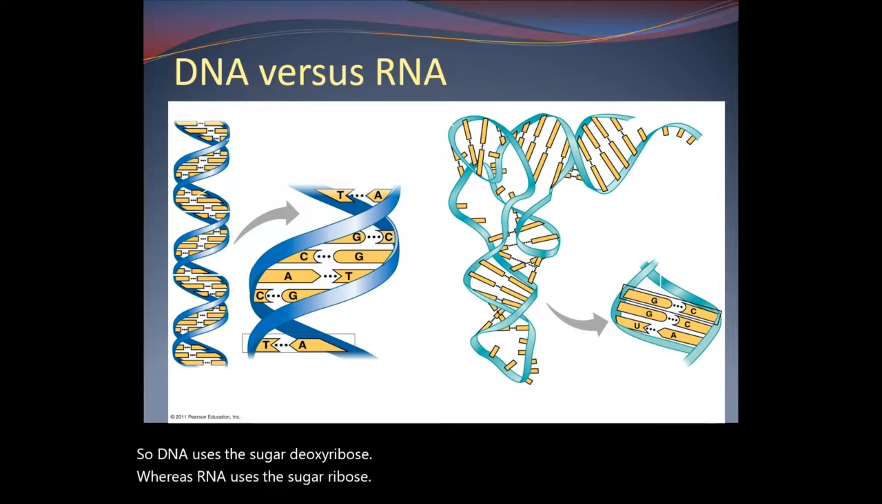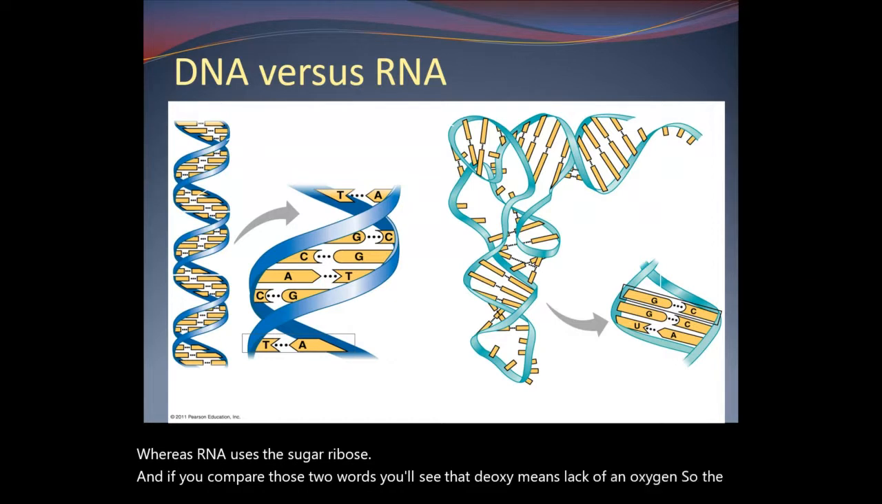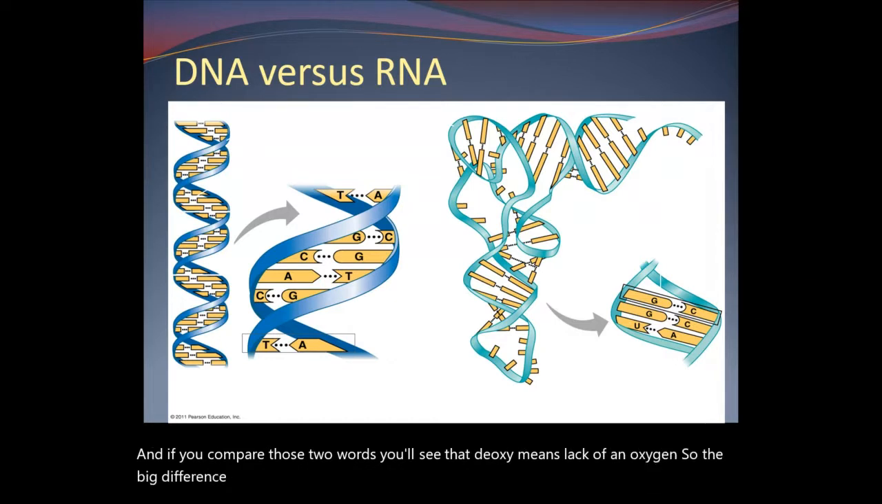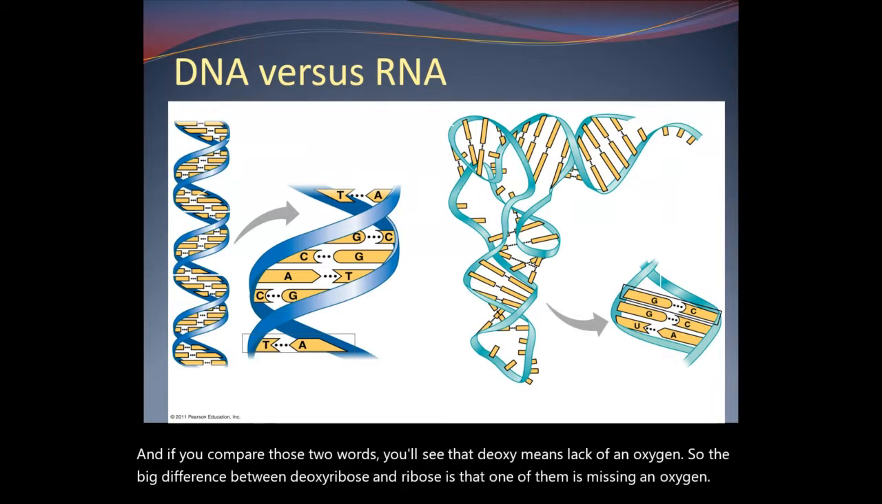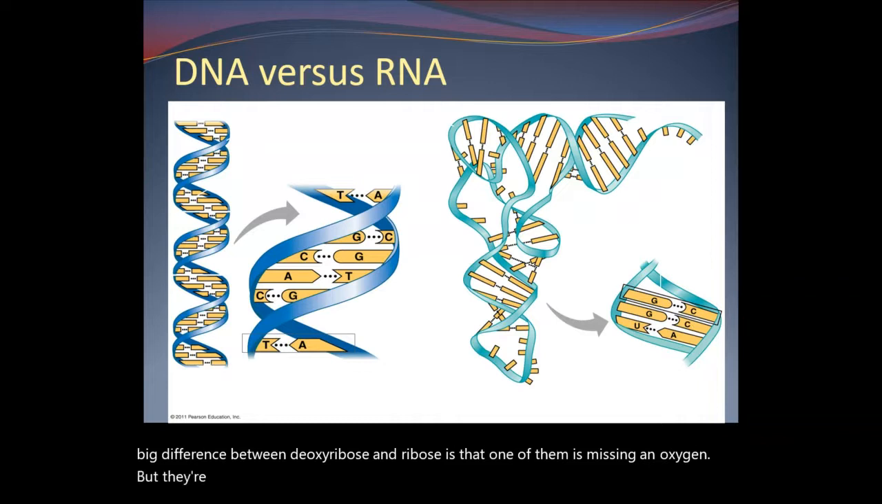And if you compare those two words, you'll see that deoxy means lack of an oxygen. So the big difference between deoxyribose and ribose is that one of them is missing an oxygen. But they're pretty similar in structure.